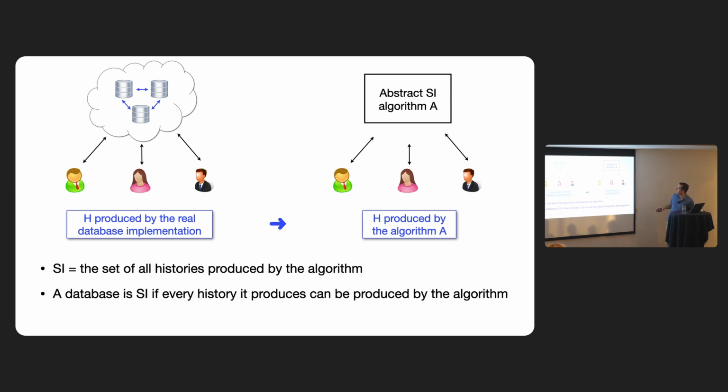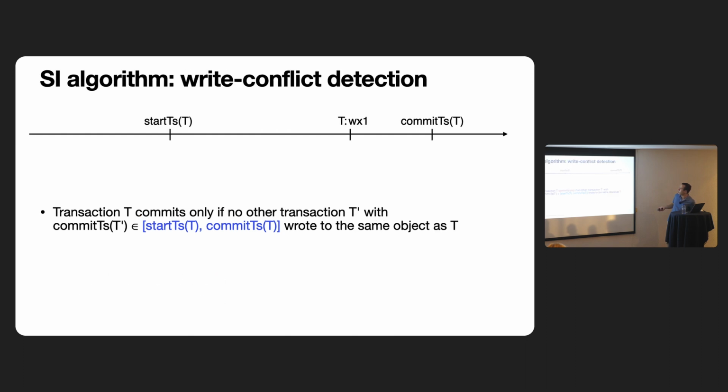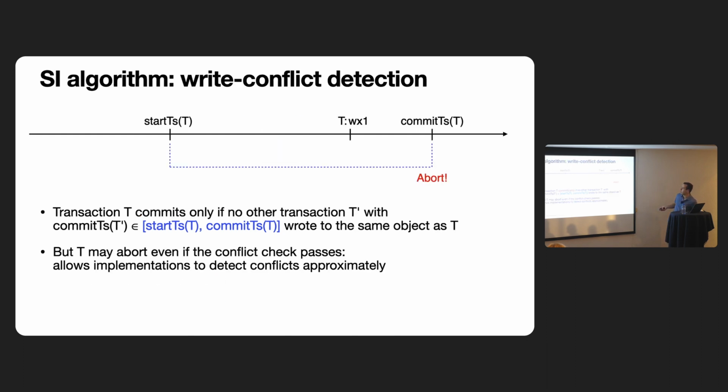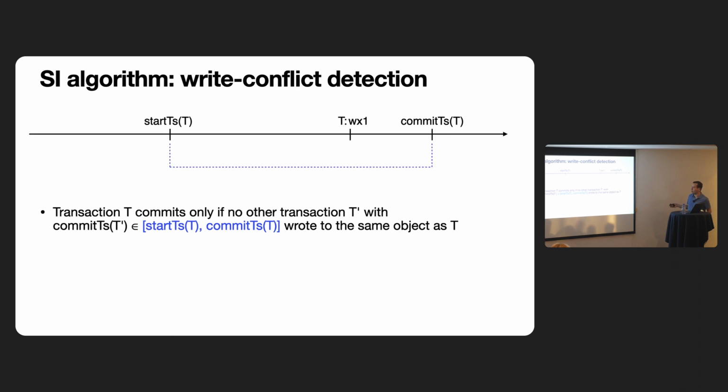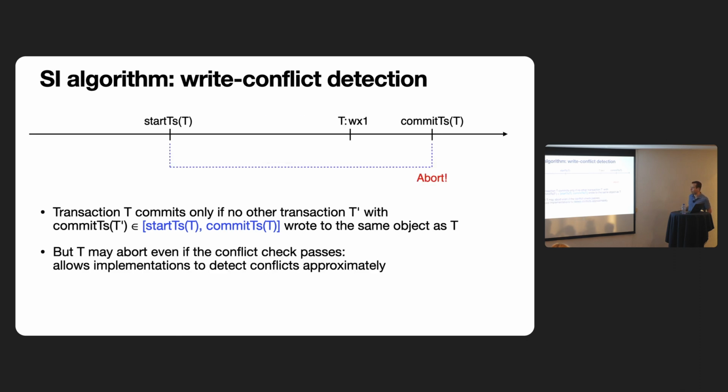Let me see. I'll have to jump a bit because I don't remember what I covered here and what I didn't. Again, the key rule that we've argued a bit over is this write conflict detection. If I try to commit a transaction, I have to check if during its lifetime somebody also wrote to the same object as this transaction. And as I said before, this algorithm is non-deterministic. In particular, the algorithm allows aborting this transaction T even if this conflict check passes.